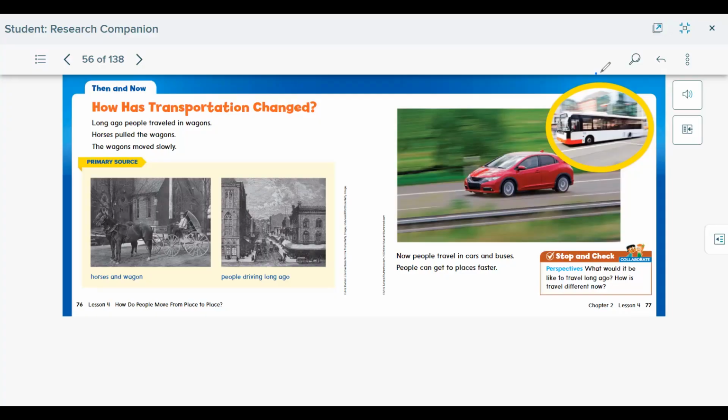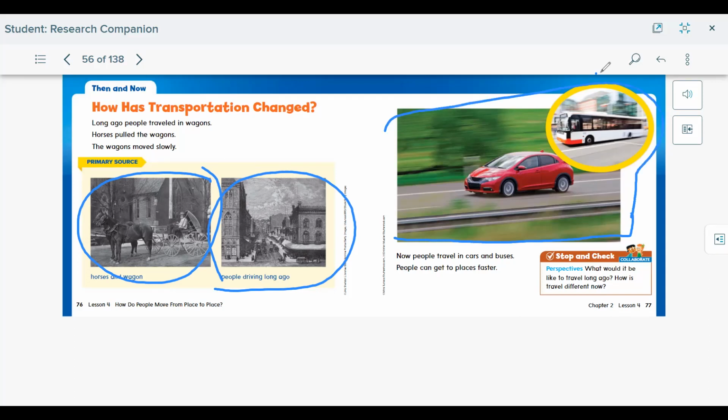How has transportation changed? Long ago, people traveled in wagons. Look at this picture. The horses pulled the wagons, and the wagons moved slowly. In this picture, it's showing people driving long ago. The cars were different. They weren't as fast. Now, people travel in cars and in buses, and people can get to places much faster.